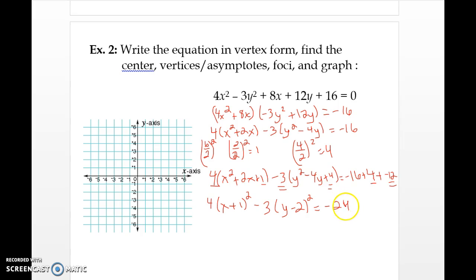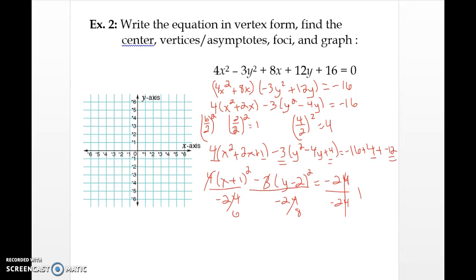And your equation always has to equal 1. So we're going to divide everything by negative 24. I can cross reduce the 4 and the 6 on the bottom. Cross reduce this to be an 8. And that just becomes 1.